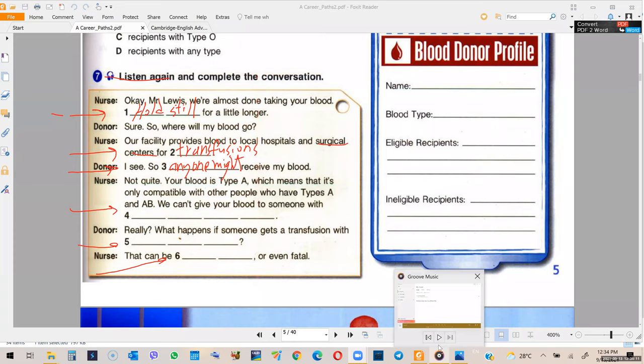Not quite. Your blood is type A, which means that it's only compatible with other people who have types A and AB. We can't give your blood to someone with type O or B. Really?